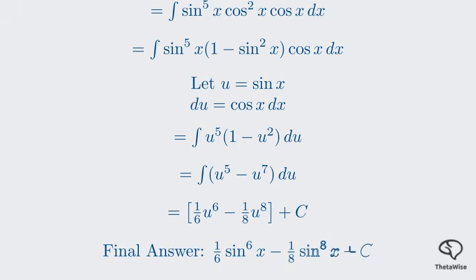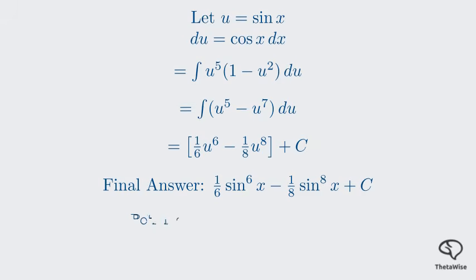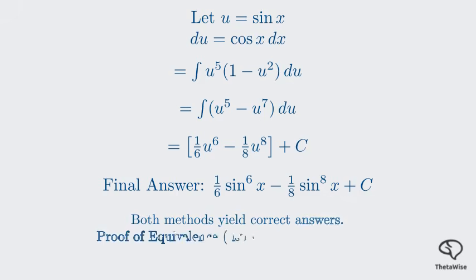This perfectly matches the memo's second solution path. Now you might be asking, which answer is correct? They look different. The remarkable thing about indefinite integrals is that the answer can be expressed in different but algebraically equivalent forms. Using a trigonometric identity like sine squared plus cosine squared equals 1, you can show that both of our answers are the same.